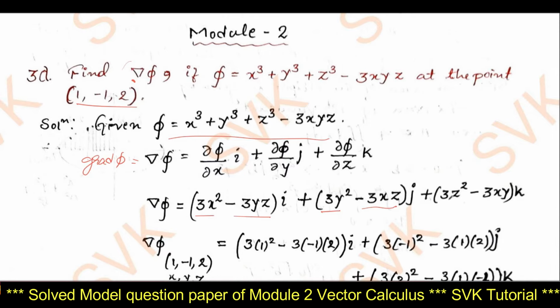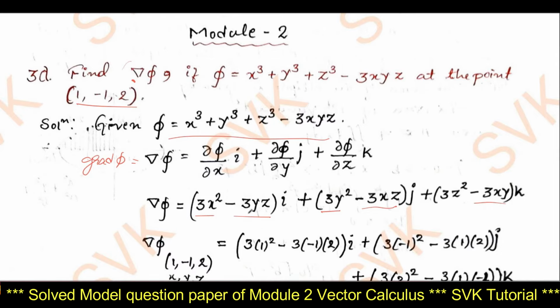Plus the derivative of phi partially with respect to z, treating x and y as constant. Find the term containing z. Derivative of z cube is 3z square. Minus, derivative of 3xyz with respect to z is 3xy with the minus sign, so minus 3xy. This is grad phi. My dear students, you need to know that grad phi is always a vector quantity, so it should always have i, j, k.